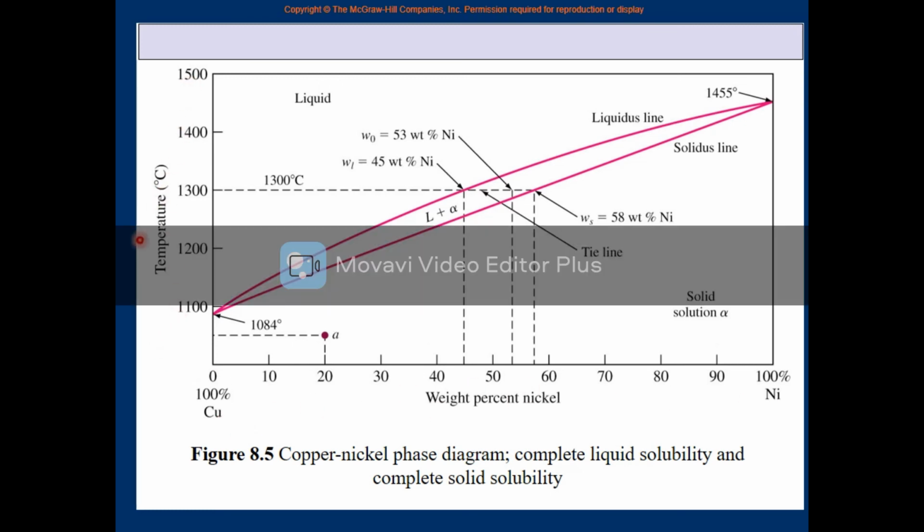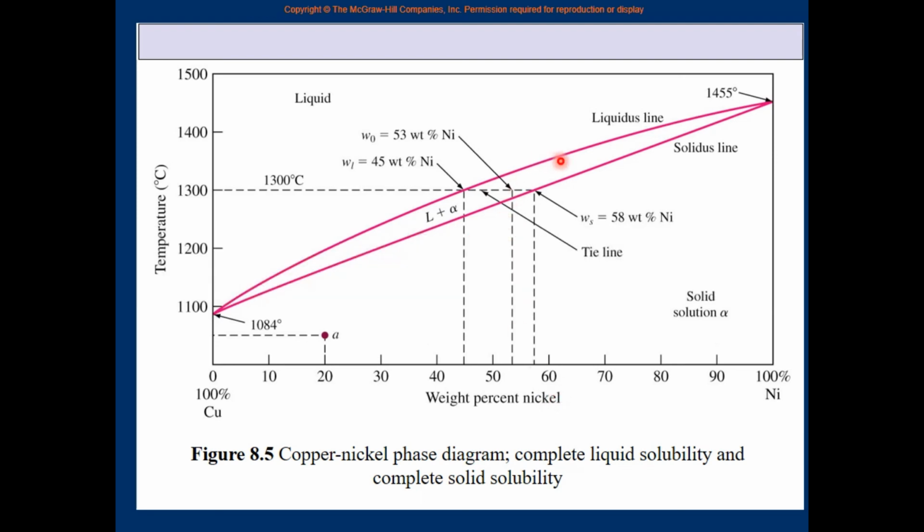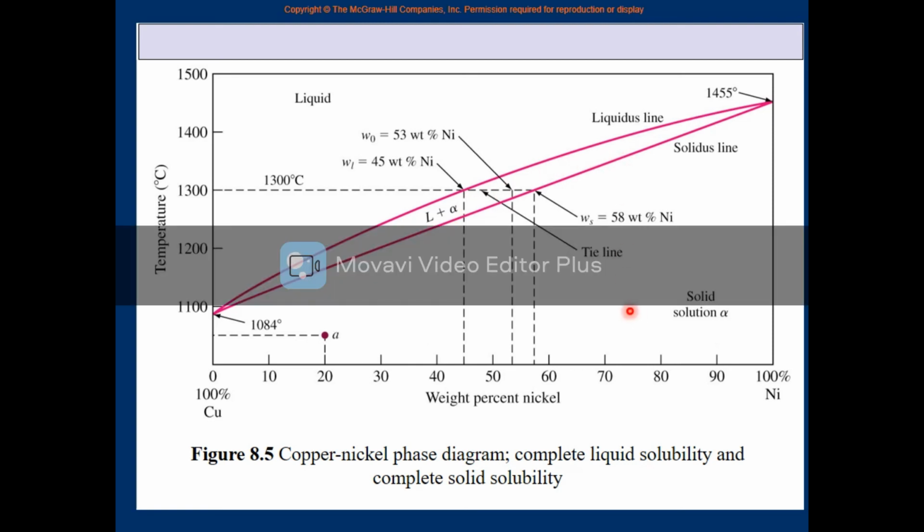The vertical axis is the temperature line. The horizontal axis is the composition line in terms of weight% of nickel. There is a liquidus line. It is called liquidus because above it the metal will be liquid anywhere. There is a solidus line. It is called a solidus because below it, it will be pure solid.